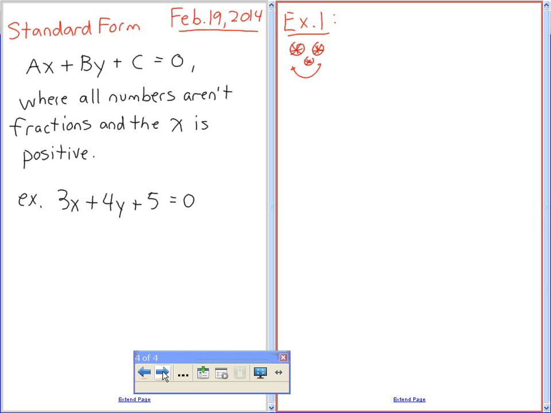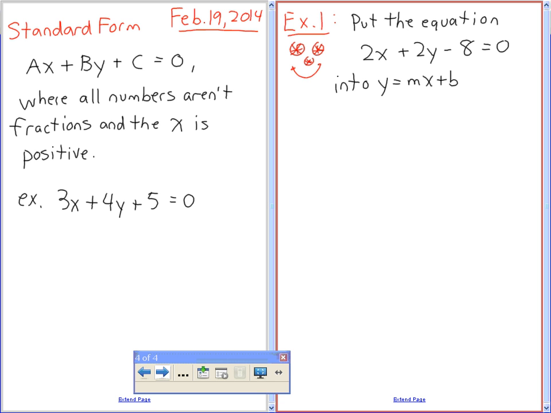I'm going to say, put the equation 2x plus 2y minus 8 equals 0 into y equals mx plus b form. This is the pinnacle of awesomeness for this chapter, okay?